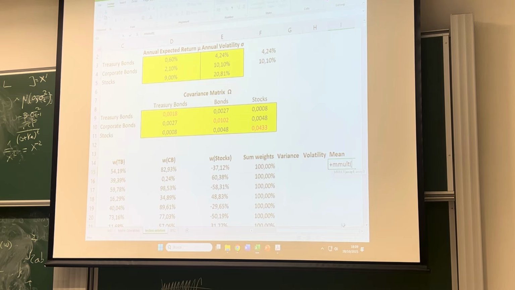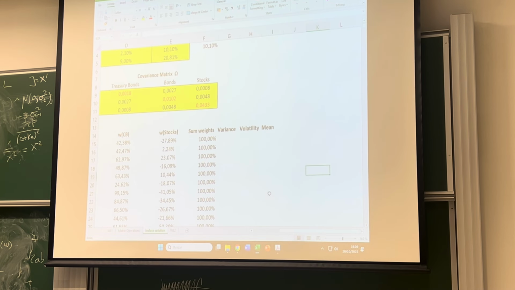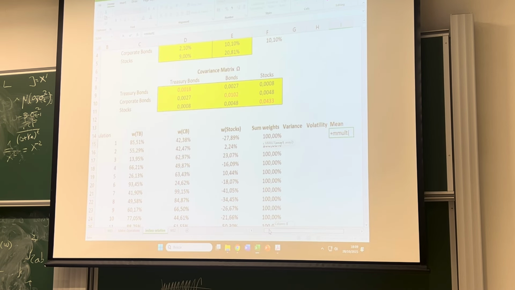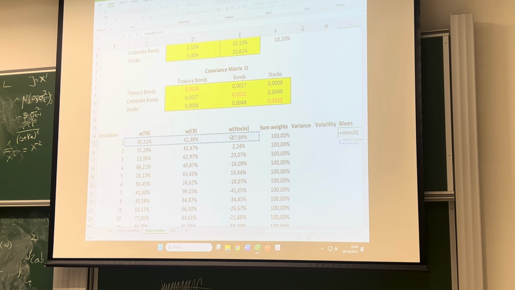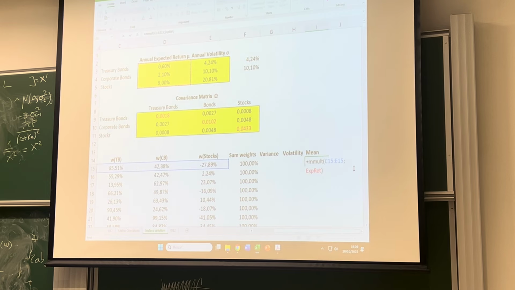The matrix multiplication of these weights, the matrix multiplication of this array times the expected return vector, right? This operation produces the expected return of the portfolio. You guys all see it. I don't want anyone to be lost at this point. It's very simple what we are doing.